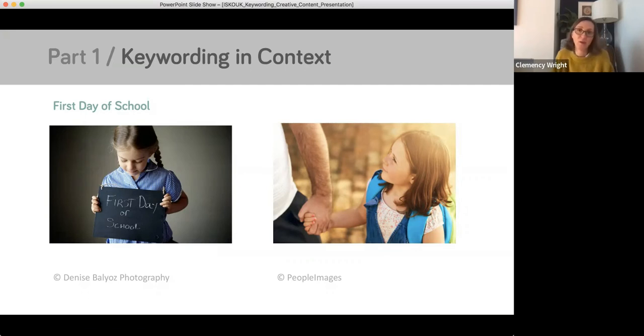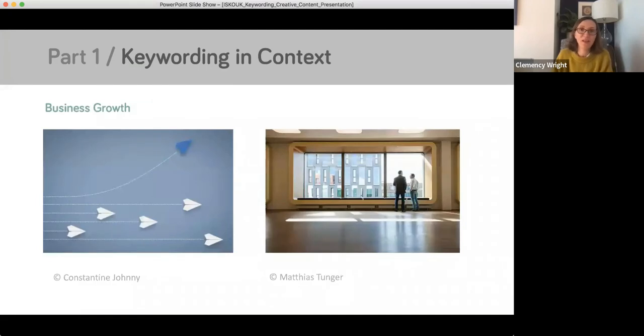But we're also seeing keywords change as well. So we have a lot of keywords around business in the stock image industry. Again, an older example, the image on the left shows how business growth might have been represented on a stock library like Getty or Alamy or Adobe maybe 5-6 years ago. Obviously now business growth means many different things.